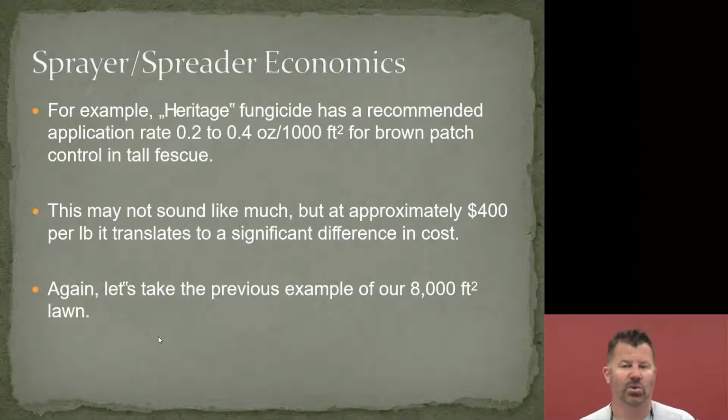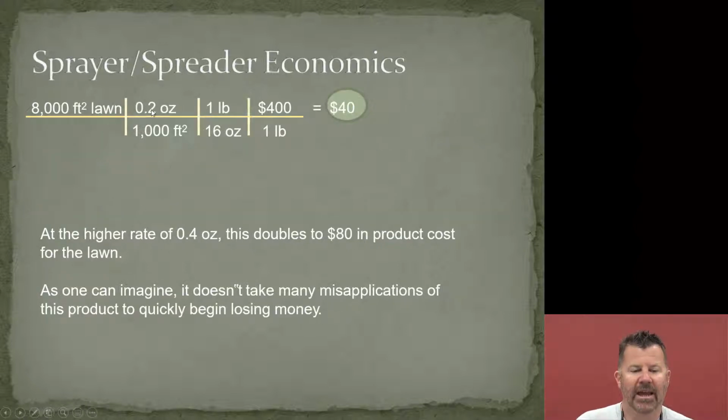Again, let's take the previous example of our 8,000 square foot lawn. So we're comparing if we're using the 0.2 ounces per 1,000 square feet or the 0.4 ounces per 1,000 square feet for Heritage fungicide. Here it is for the 0.2 ounces, 8,000 square foot lawn, boom, 40 bucks. At the higher rate of 0.4 ounces, this doubles to 80 in product cost for the lawn. As one can imagine, it doesn't take many misapplications of this product to quickly begin losing money.